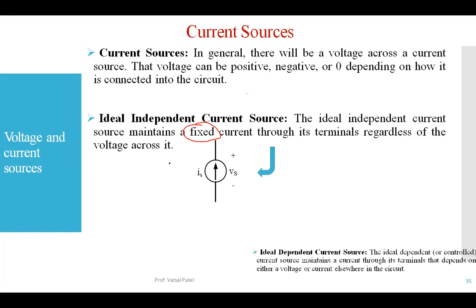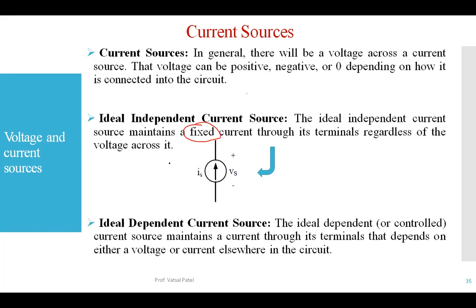And the second definition is the dependent current source, or ideal dependent current source. It will maintain the current through its terminal depending on either a voltage or current elsewhere in the circuit. So it is just like the previous statement, but over here the current source will fix the value of current depending upon independent or dependent characteristics. And the symbol of the dependent current source given over here is in this manner. You can see across the current source you will have the terminal, or the voltage notation given here.